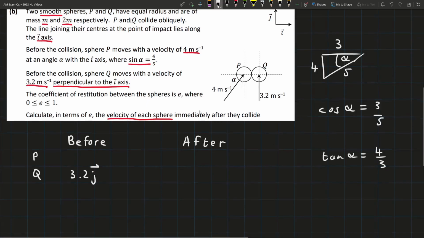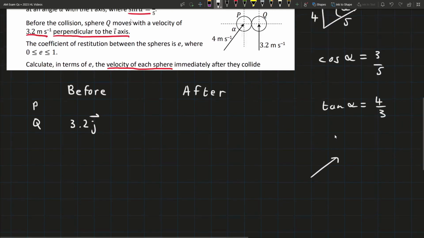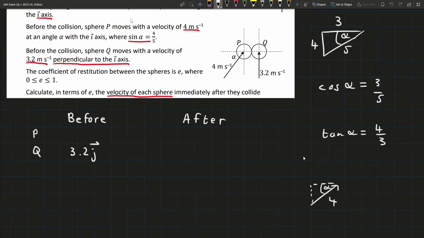So now if we think about the velocity, I'll draw the velocity down here. We're told that it's going at a velocity of 4 meters per second. So we can resolve this velocity into two directions. This direction, again, you can do the trigonometry out, but once you do these enough times, you know that this one's going to be 4 cos alpha, and this one's going to be 4 sine alpha.